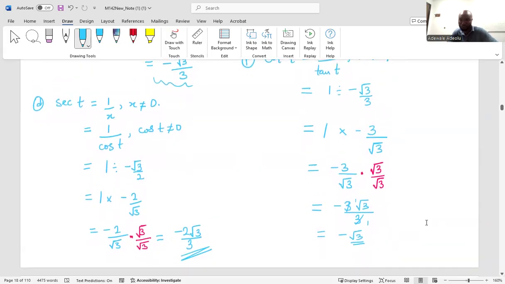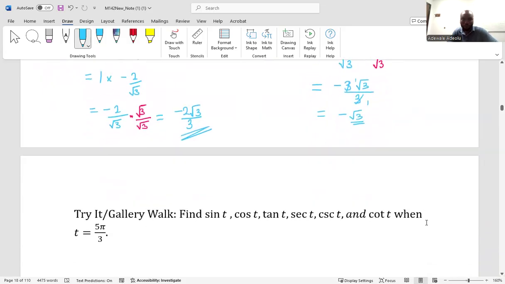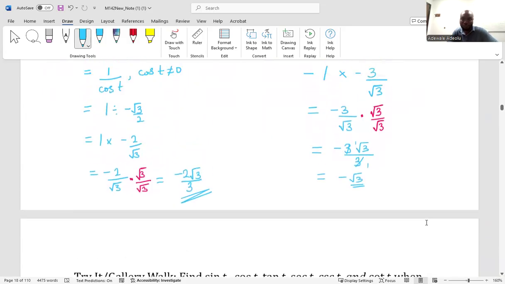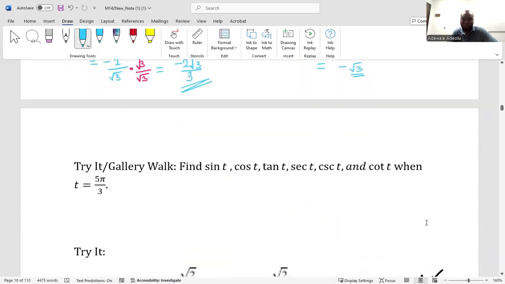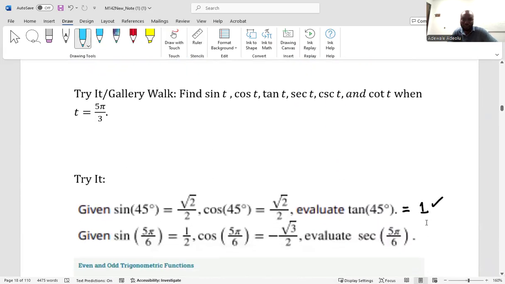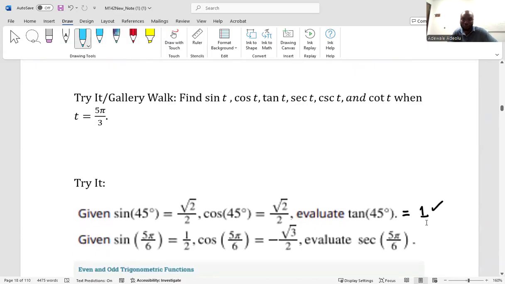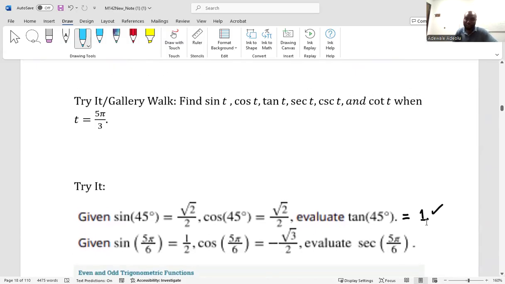Just checking to be sure everything is fine. Okay, so you can stop the video and try to solve these. It's the same thing. Find sine of t, cosine of t, tangent of t, secant of t, cosecant of t, cotangent of t, when t is 5 pi over 3.